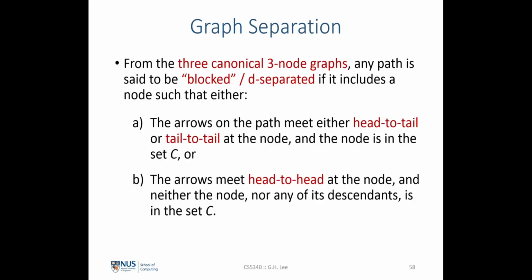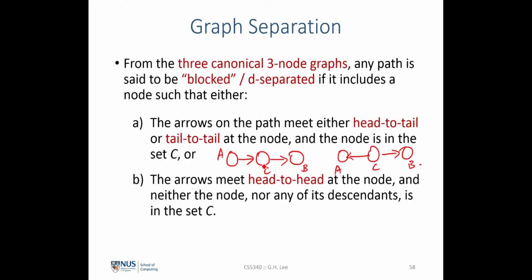So from the three canonical three-node graphs, we say that any path from A to B is blocked or d-separated if C forms a tail-to-tail or a head-to-tail structure with the set of A and B. This is the illustration of the graphical model of a head-to-tail structure, where this is set A, this is set C, and this is set B. And the second case is tail-to-tail, where this is A, this is C, and this is B.